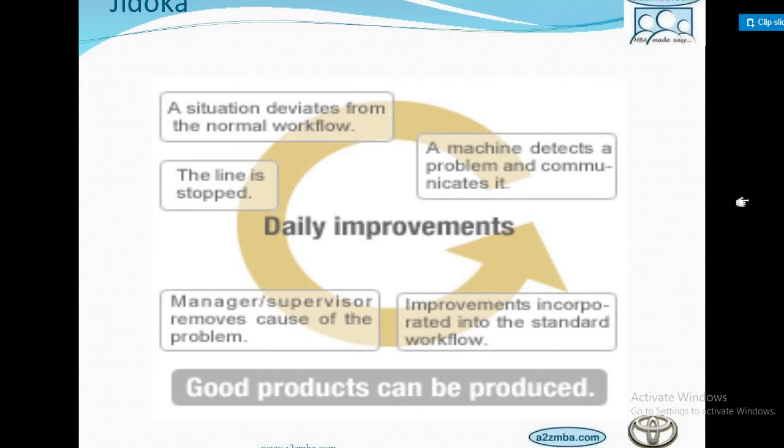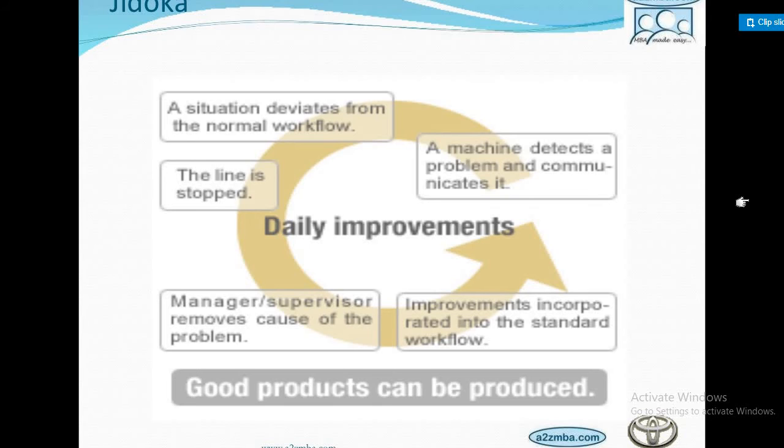Then going further, what is Jidoka? Jidoka is the daily improvement. Daily improvement means what? A situation deviates from the normal workflow, okay. The line is stopped, okay. As you can see, it is shown in the product. Good products can be produced. How can good products be produced according to Jidoka? A machine detects a problem and communicates it. Whatever the problem we are having, the machine directly detects that problem and communicates it.